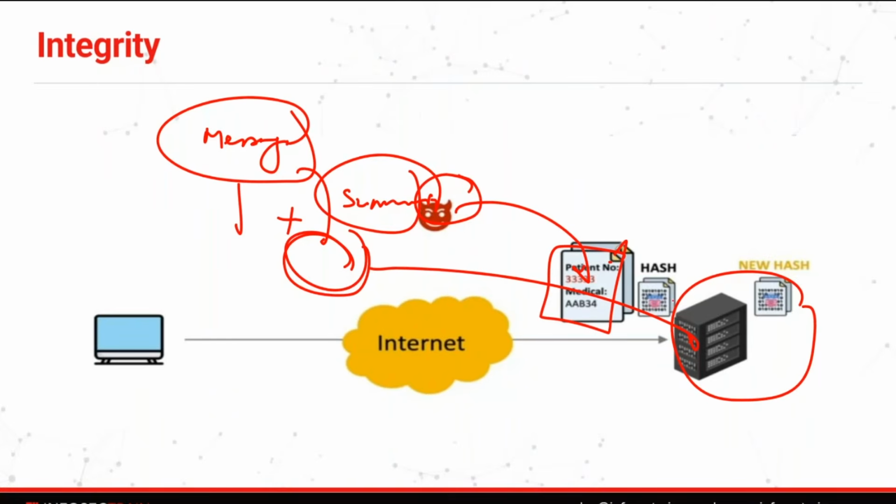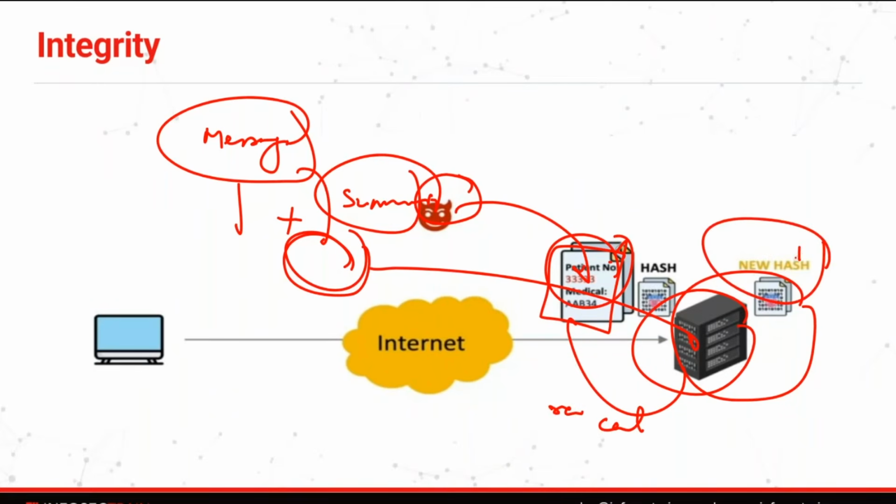Now the server is going to once again recalculate the hash of the received message, let us say hash 2, and it is going to compare it with the hash that was sent along with that message. If the hash is the same, that means no tampering is done. If the hash is different, that means someone tampered with my message here. So hash is a summary of that message.